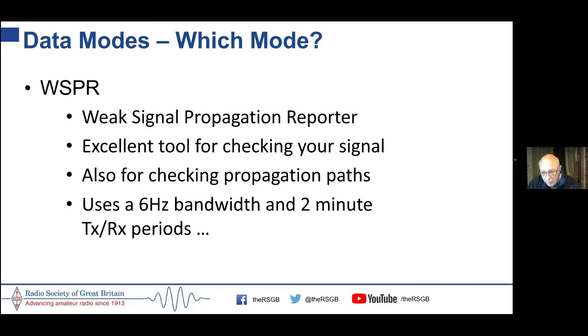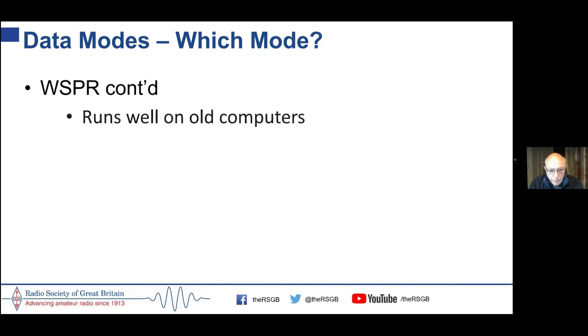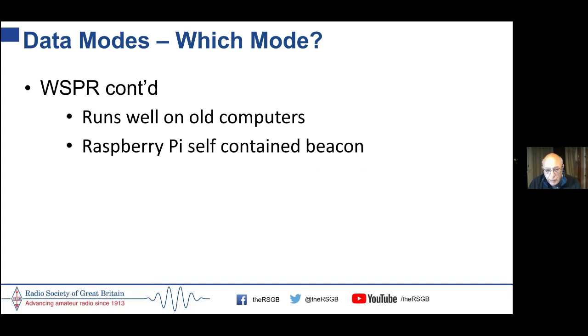It's very narrow bandwidth, so it uses just a 6 Hertz bandwidth, but each transmission period is 2 minutes long. It runs well on old computers, and you can actually create a self-contained beacon with a Raspberry Pi Zero for £4 and a little low pass filter on the output of it. And you can use that as a WSPR beacon.